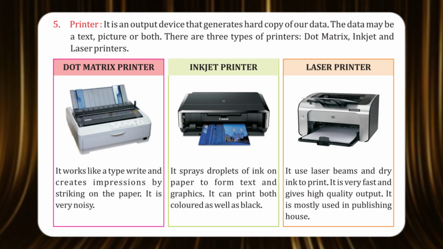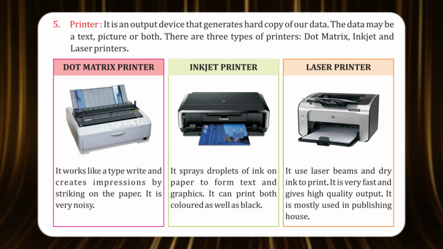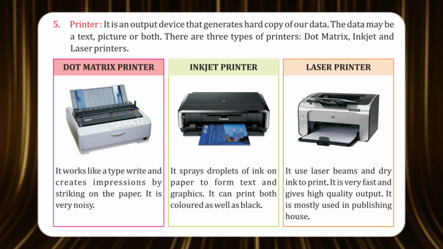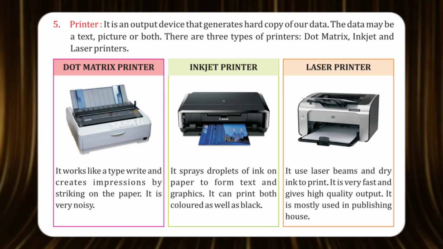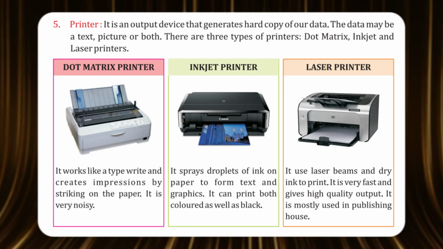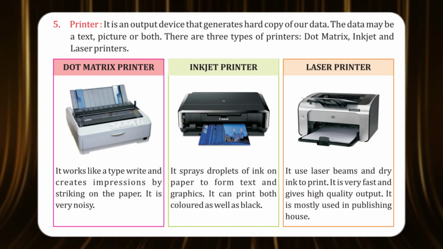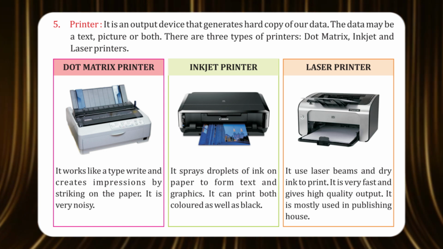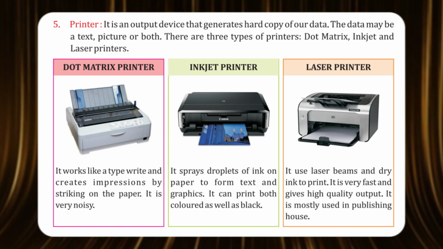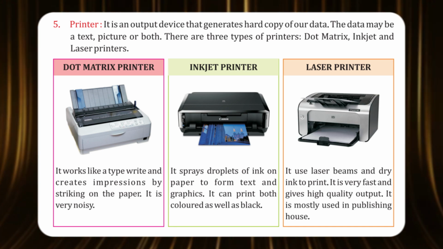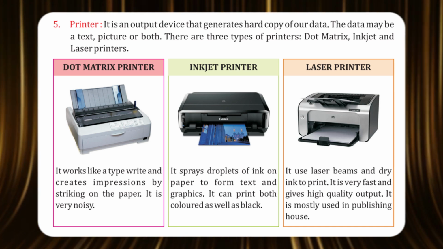Inkjet printer. It sprays droplets of ink on paper to form text and graphics. It can print both colored as well as black. Laser printer. It uses laser beams and dry ink to print. It is very fast and gives high-quality output. It is mostly used in publishing houses.